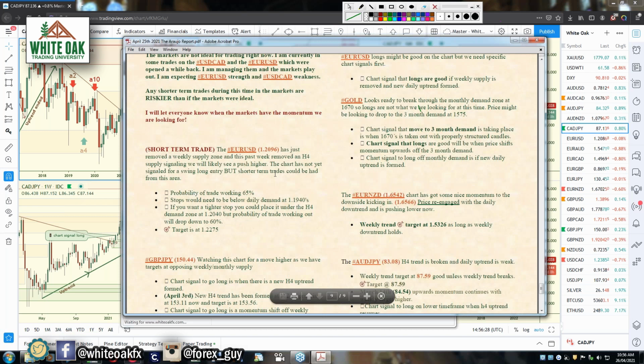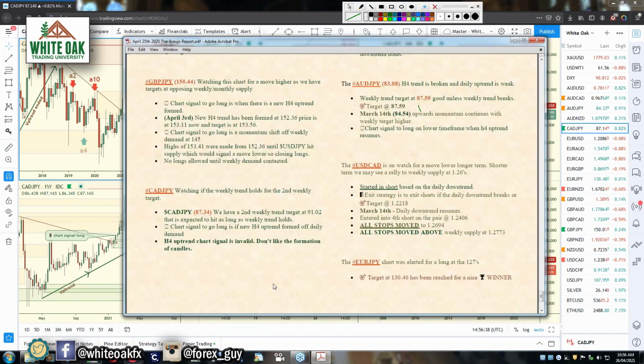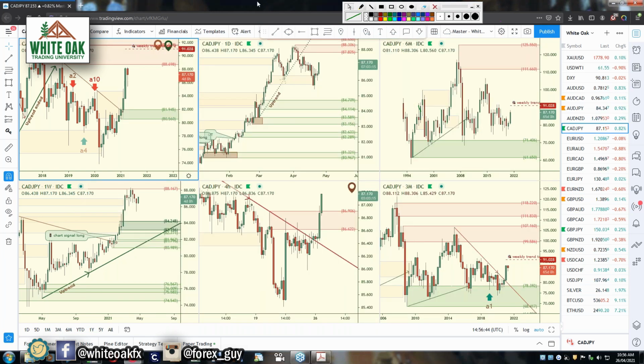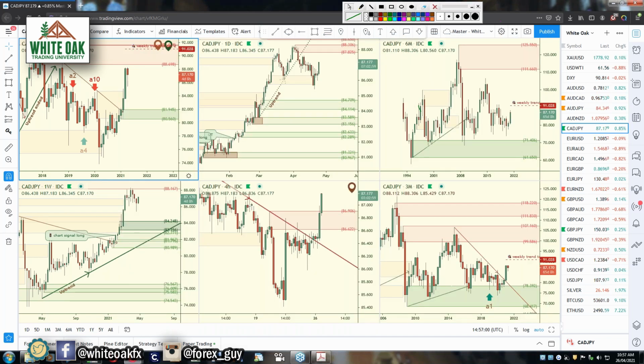Yeah, CAD Yen 87.34. Oh, that was where price was at. Let's see. We have a second weekly target, 91.02. Yeah, it's there, 91.02. Yeah, based on weekly trend. This is expected to hit as long as weekly trend holds. So it's looking good. Really good. Perfect, yeah. Winner, winner, chicken dinner.